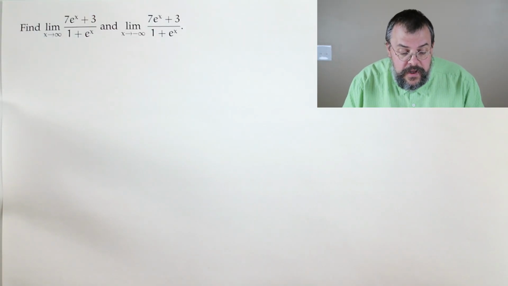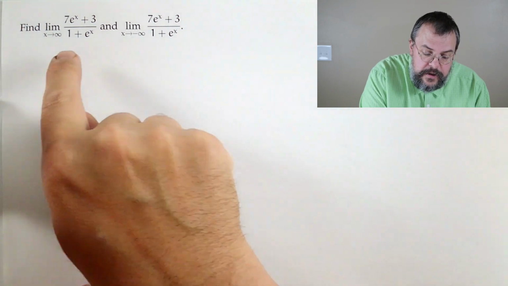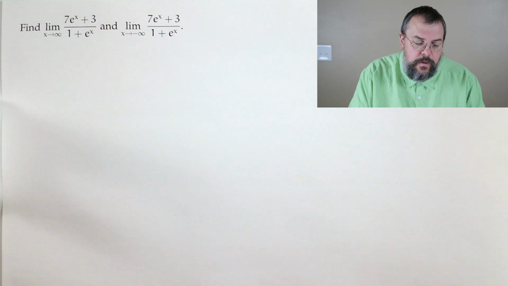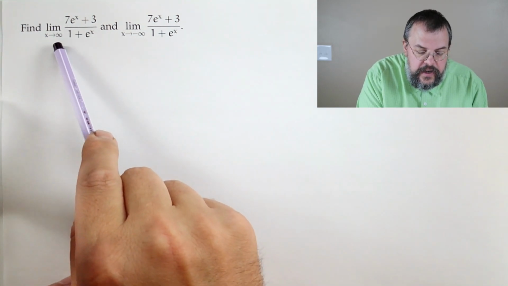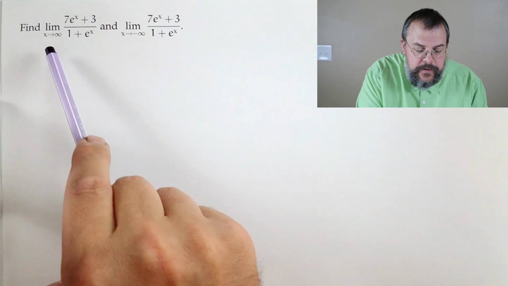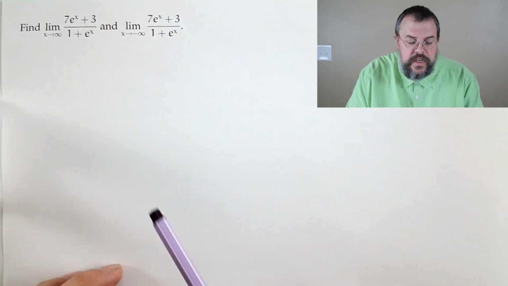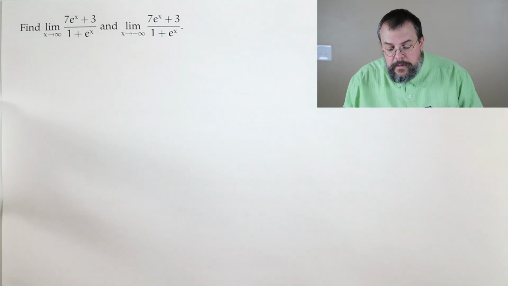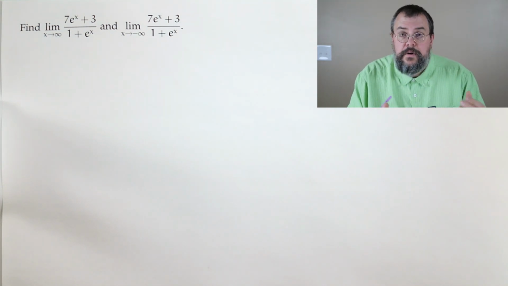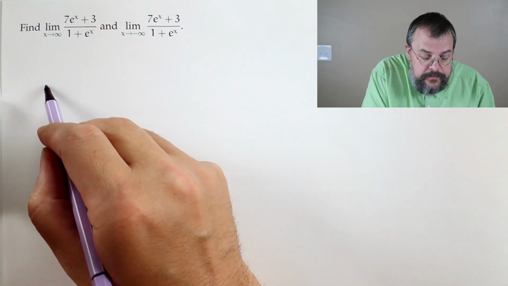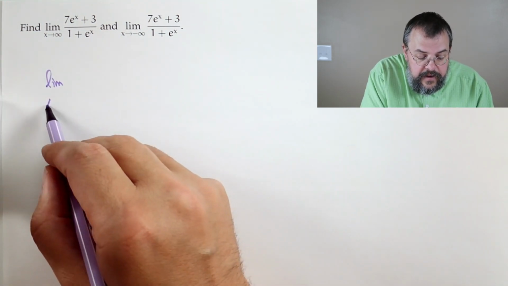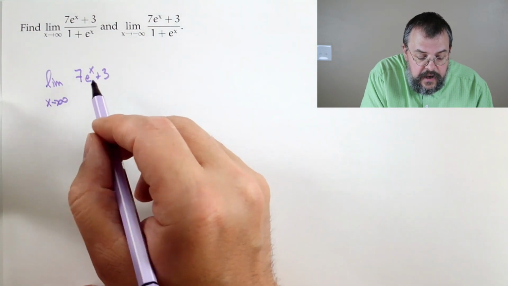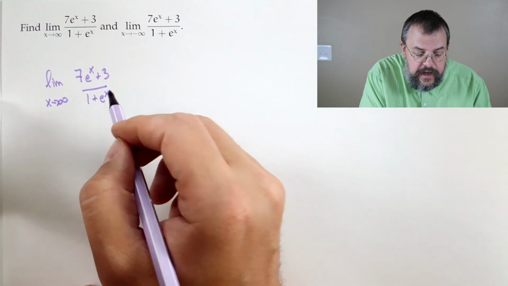So our first problem, that looks pretty good. There's two limits here. So we get to do a problem twice. Now the difference between these two limits is one of them has a plus infinity, one of them is a minus infinity. But it's the same function: 7e to the x plus 3 over 1 plus e to the x. Well, we might as well just go in the order they gave it to us. Limit as x goes to infinity, 7e to the x plus 3 over 1 plus e to the x.